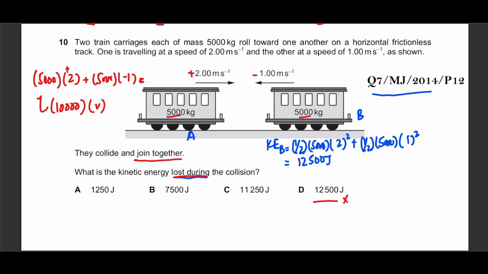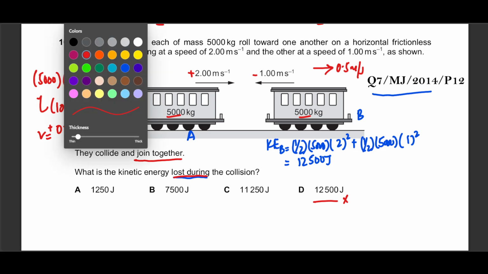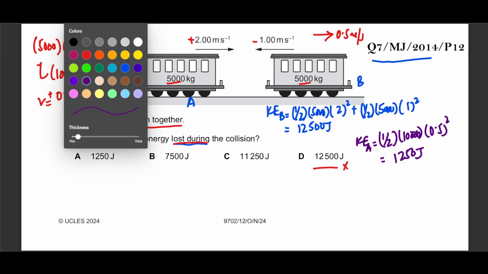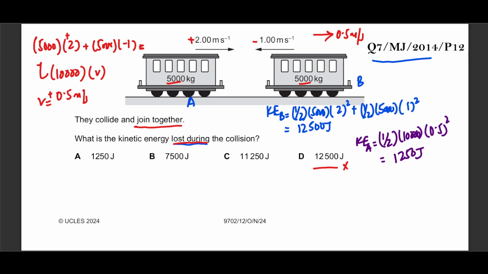When you solve the whole system, your velocity comes out as 0.5 meters per second positive, which means that the whole system is moving towards the right side with a velocity of 0.5 meters per second while they are embedded together. Now we find kinetic energy again after the collision, which is half into 10,000, because they're moving together, into 0.5 square. Now this comes out as 1250 joules. Be advised, this is the energy of the system that is still with them as they're moving away. This is the amount of energy they had originally. This is the amount of energy they have today.